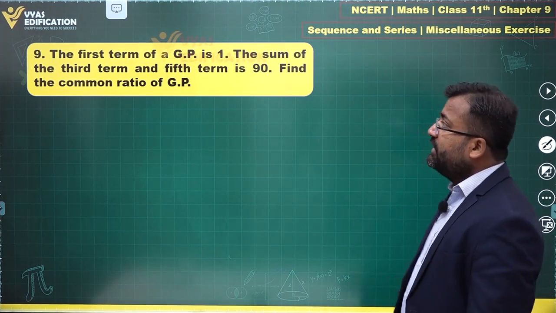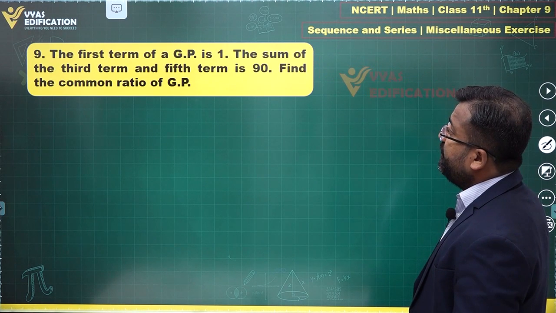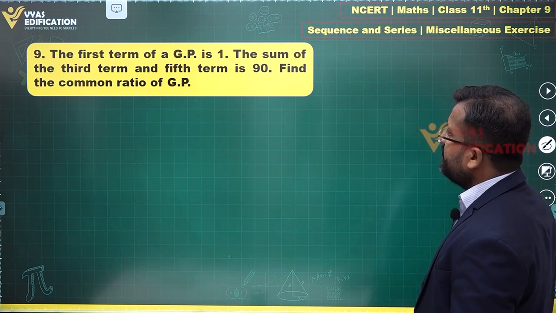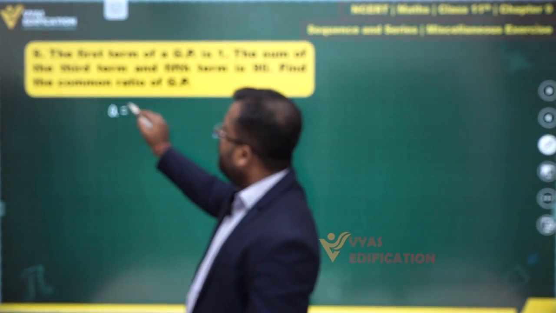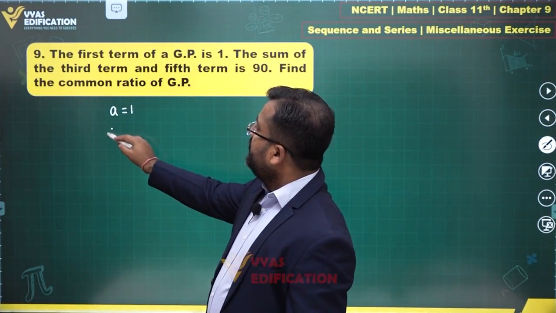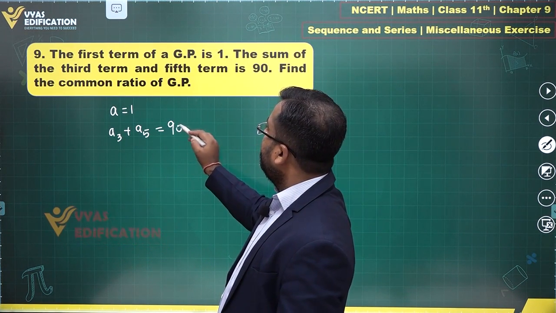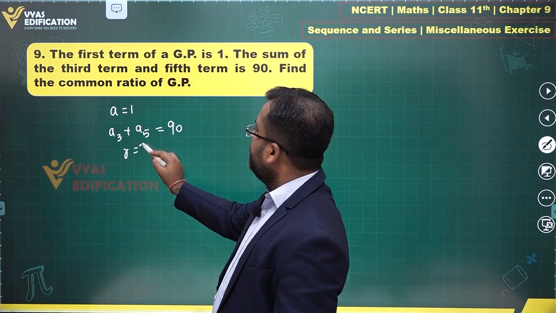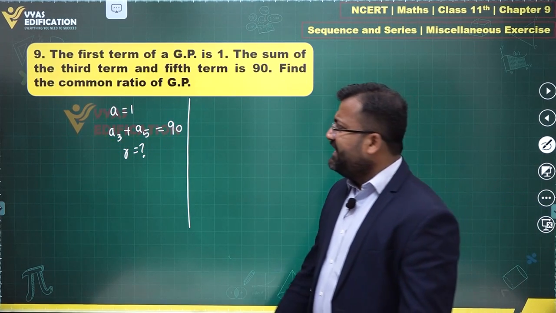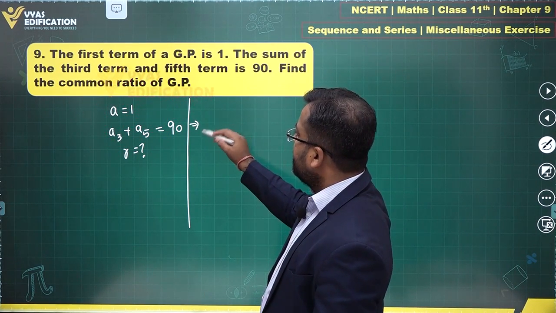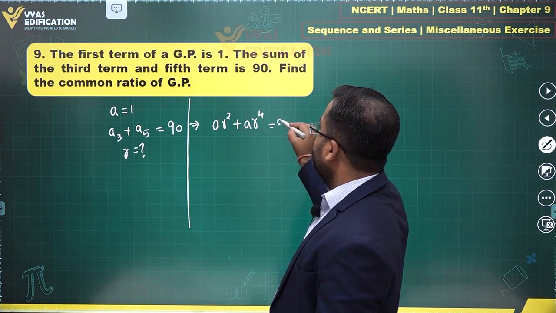In question number 9th, the first term of a GP is 1. The sum of the third term and fifth term is 90. Find the common ratio of the GP. So what is given? Given first term of a GP is 1. The sum of third term and fifth term is equal to 90, and find the common ratio of the GP. R is equal to question mark. Looks easy, right? A3 and A5 can directly be written as AR square plus AR power 4 is equal to 90.